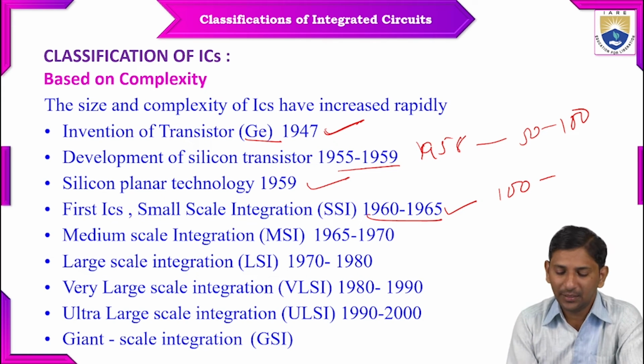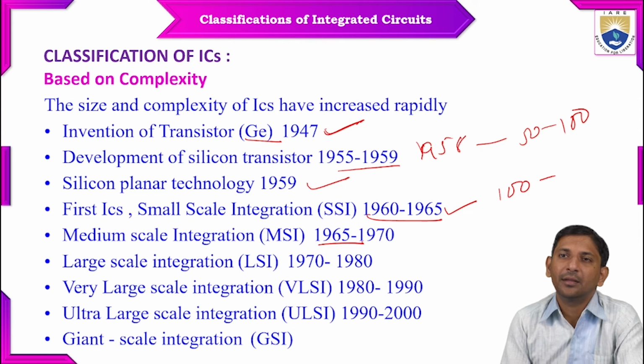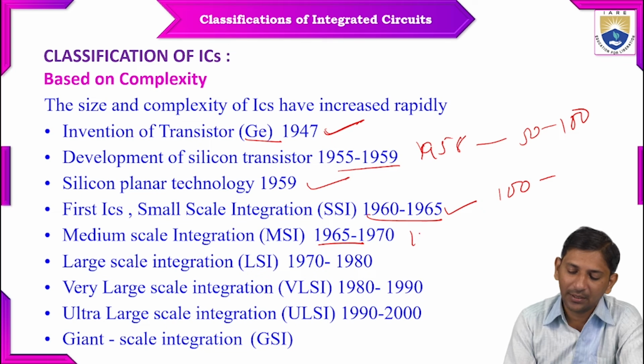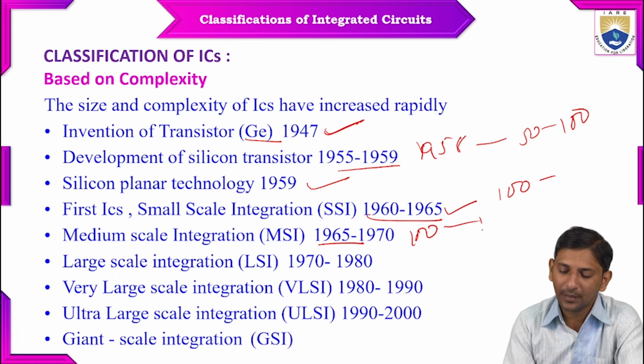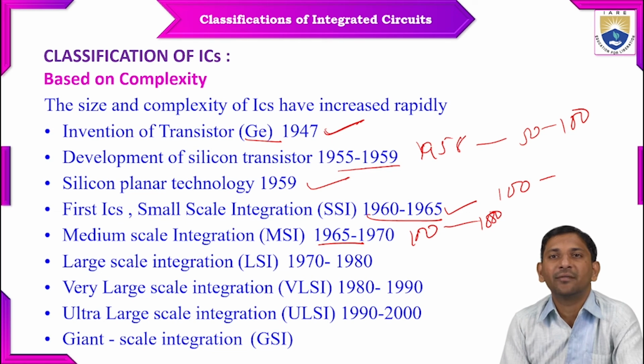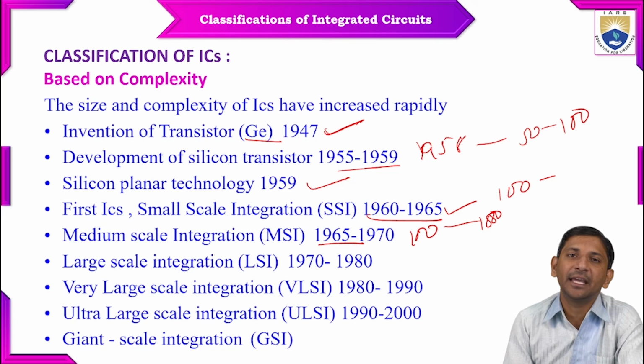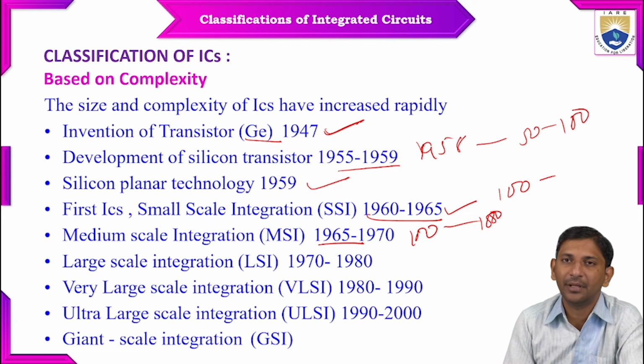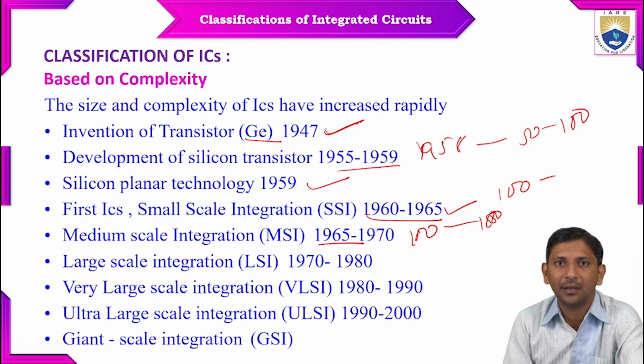Then after 1965, the use of components increased to hundreds to thousands of components integrated into a single chip, which is medium scale integration, where a high level application operation can be performed, like a conversion or an amplification process or bit storage devices, etc.